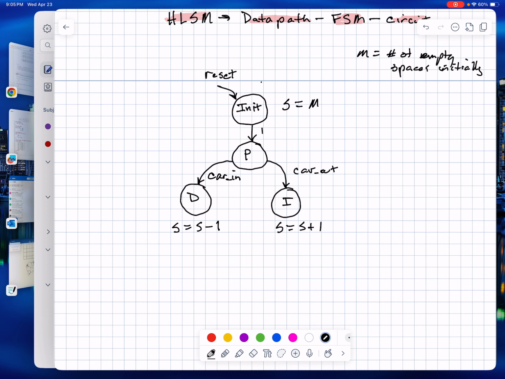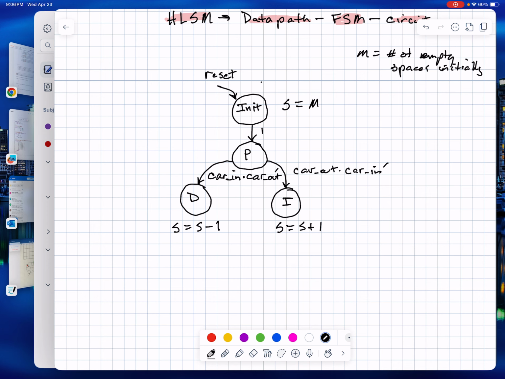How you'd fix that is you would add some logic. We could make this dependent on car out prime, and this one car in prime. So as long as you have car out and not car in, you're going to increment. If you have car in and not car out, you're going to decrement. What would happen in the other cases? If I didn't have car in or car out, I would just stay in P. I can either show that, or I can just assume that's a loop back that's not shown, and that's what I'm going to do here. I'm not going to show all the loop backs.